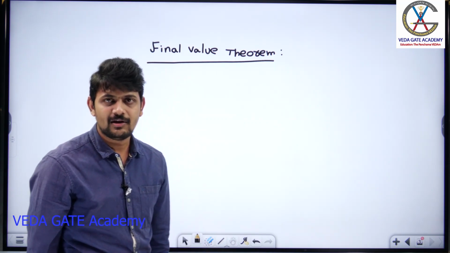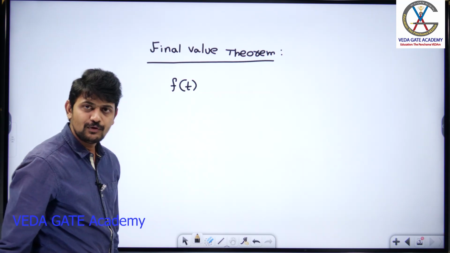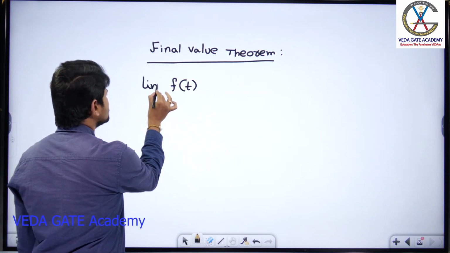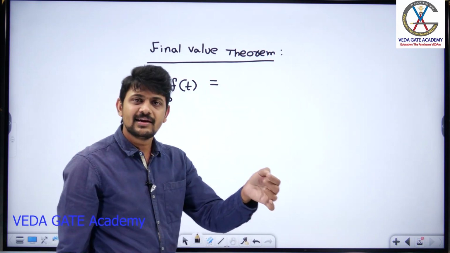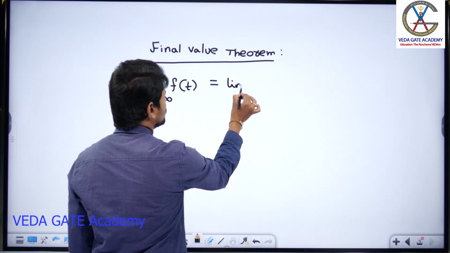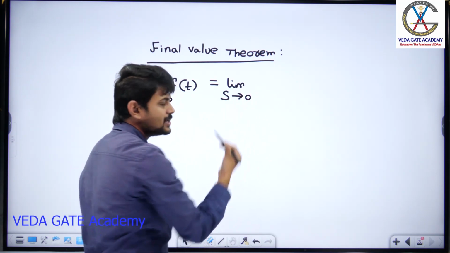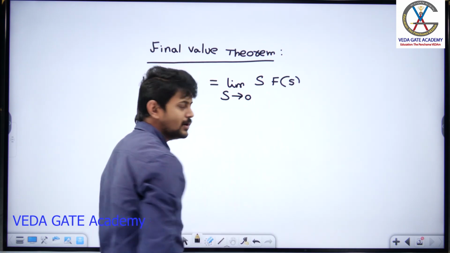What is the meaning of final value, guys? If I am giving some continuous function f of t in time domain, and you want to determine the final value, what do I have to do? Simply replace t with infinity. According to this formula, if you want to calculate the final value in S domain or frequency domain, the equivalent formula to determine the final value is limit s tends to 0 of s into f of s. S into f of s.